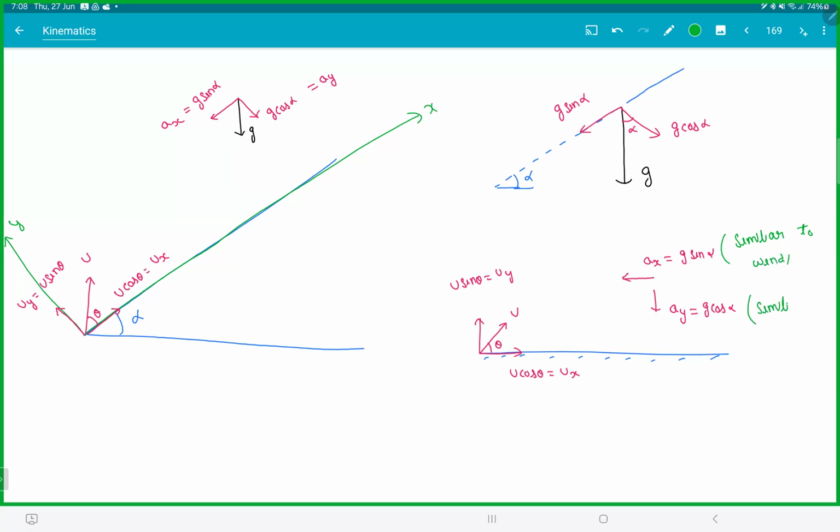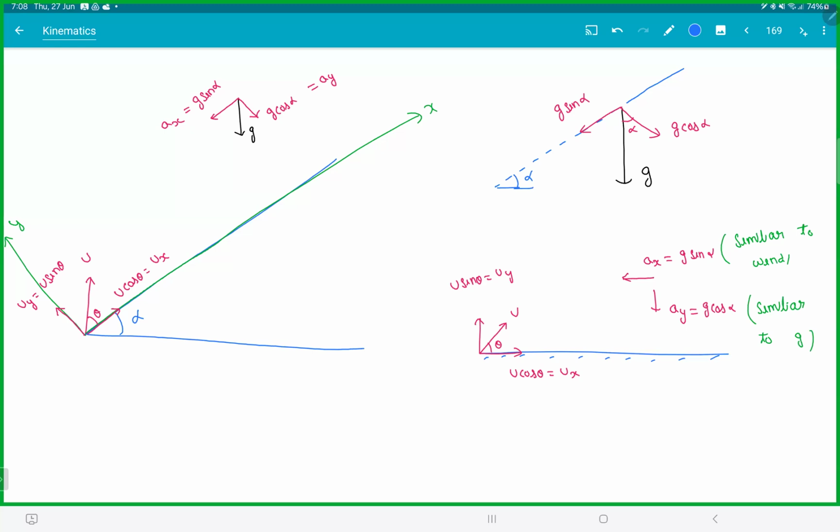So basically, g becomes g cos alpha, and the wind becomes g sin alpha. Are you getting the idea there? You can choose any axis as x and y. So I can split the acceleration also into two components and velocity also into two components. Have a look at this, how I divided this into components.